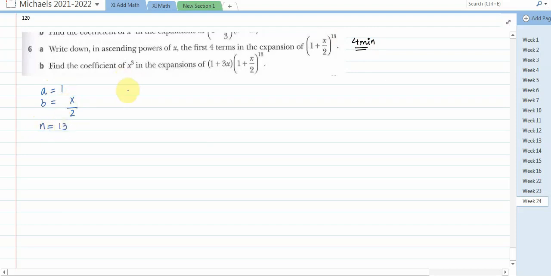The working formula says a to the power n, so a is what? 1 to the power 13, plus n combination 1, n is what? 13 combination 1. We need to expand only 4 terms, so 13 combination 1, 13 combination 2, 13 combination 3. There are 4 terms, right? First, second, third, fourth. 13 combination 1, a is 1. So whatever the power of 1, it will be 1 as well.